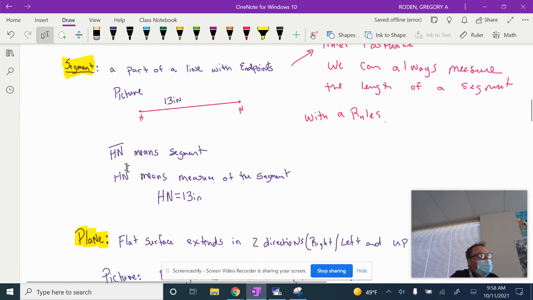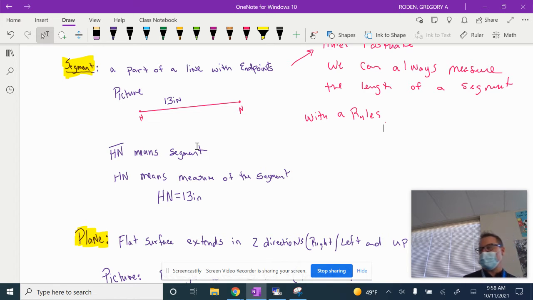All right, remember, HN with a segment symbol means segment. How I know this is a segment is it doesn't have arrows on the symbol. You guys understand that? And if we write HN without a segment symbol over the top, we're assuming we're taking the measure of it. We talked about that on Friday, right, guys? Whenever we don't have a segment symbol over the top, that means we're talking about its measure. Remember, guys, segments are congruent. Measures are equal. Does that make sense?